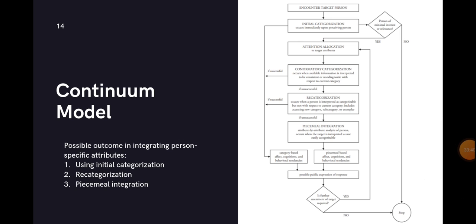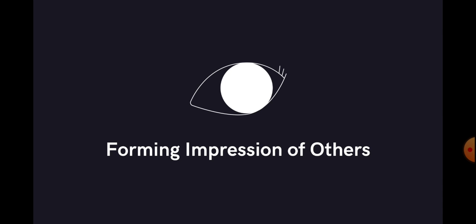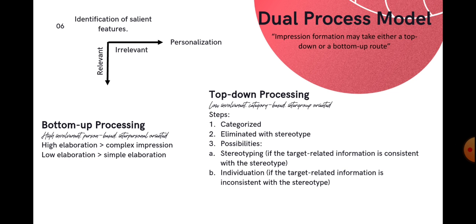I think because the perceivers, which is me, tend to construct ad hoc theories to account for contradictory information in the initial stages of the impression formation continuum. So here is the model of the continuum model, but it's basically the same as what I just explained earlier. Then the next one will be impression formation of others. So here we're going to talk about a dual process model.